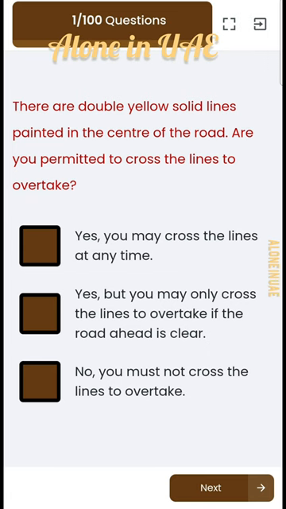There are double yellow solid lines painted in the center of the road. Are you permitted to cross the lines to overtake?